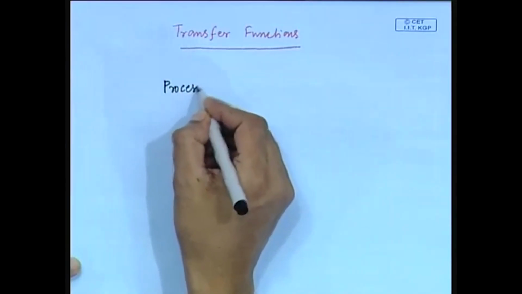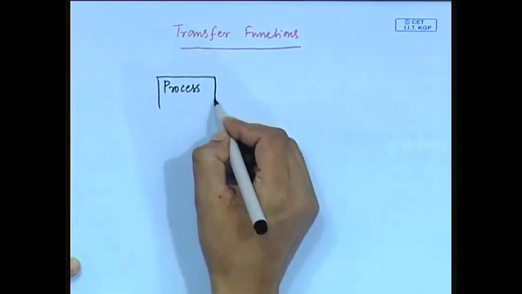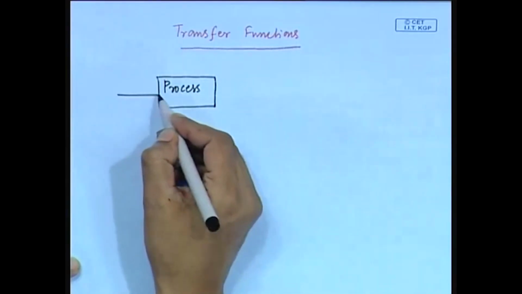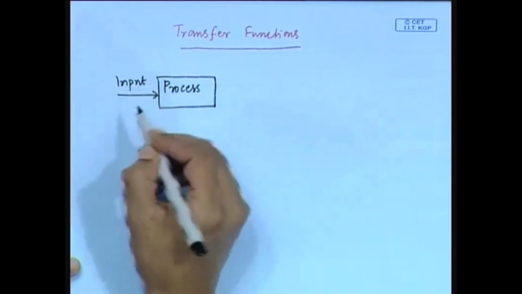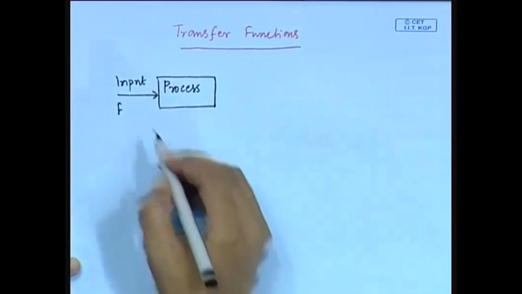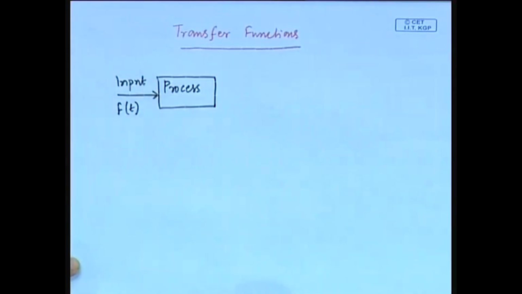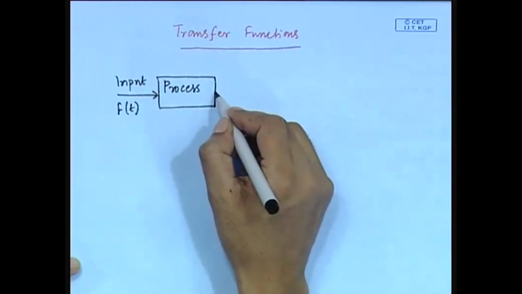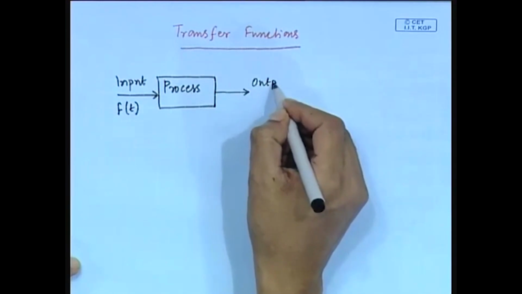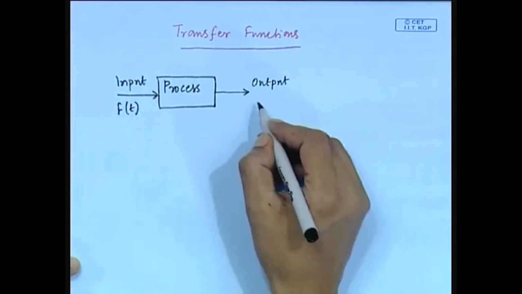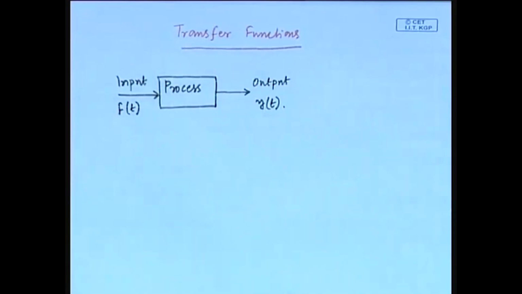Suppose this is the block of a process. Then this is the input to the process, which we will represent by f, and time we will use as independent variable. This is the output of the process, which we will represent by y(t). Now, here by process we mean the model structure of the process. We will use the modeling equations of a process to derive the transfer functions.